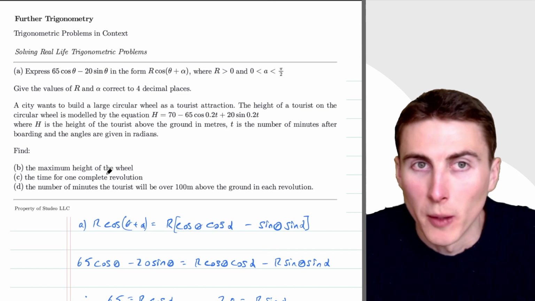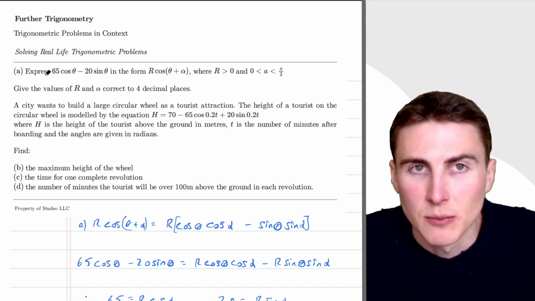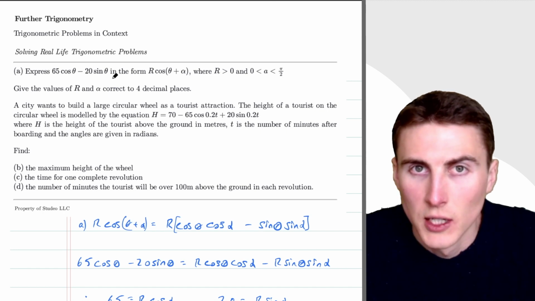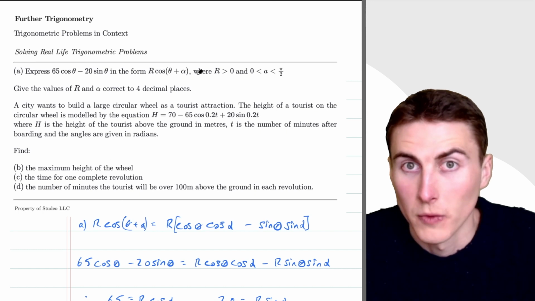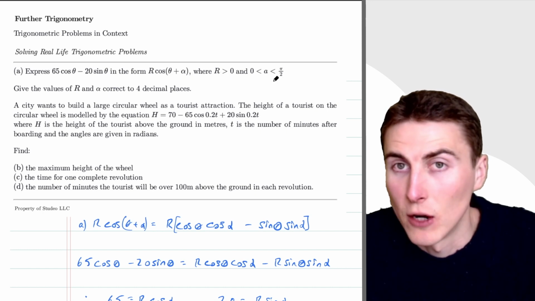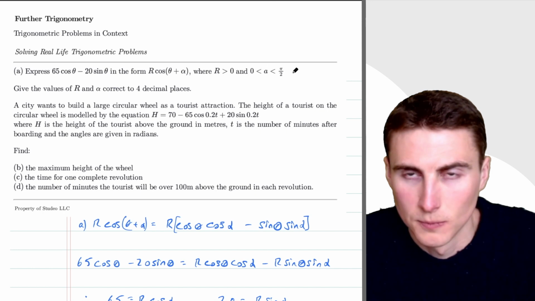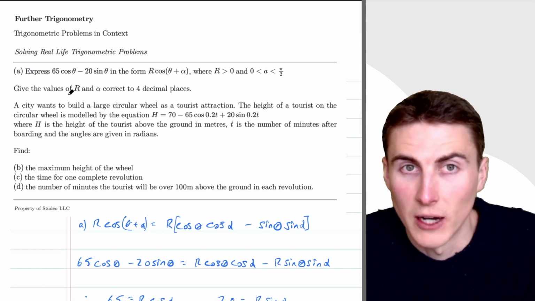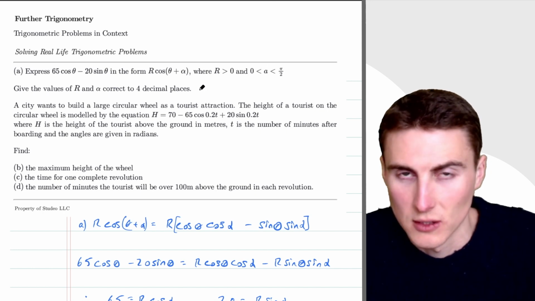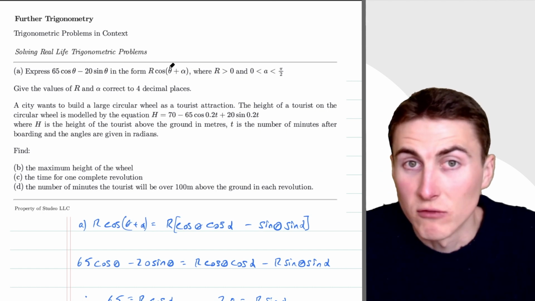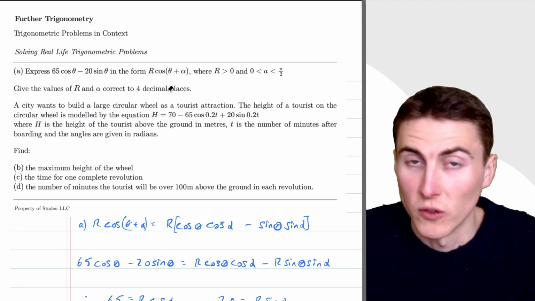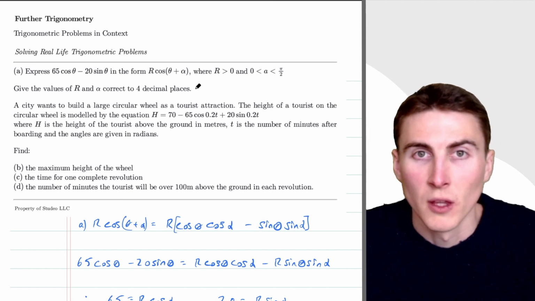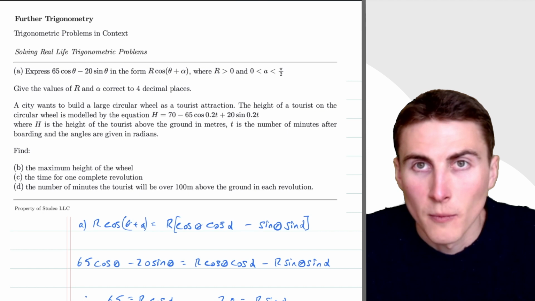If we go through it bit by bit, the first bit says express 65 cosine theta minus 20 sine theta in the form of r cos theta plus alpha, where r is more than 0 and alpha is between 0 and pi over 2. We need to give our values of r and alpha to 4 decimal places. This isn't really any modeling yet. This is just basic stuff that we've been doing in previous topics. So let's start off with this.